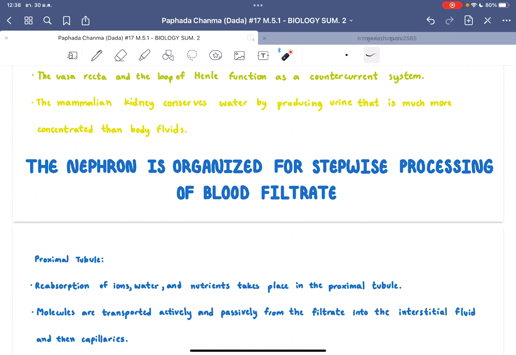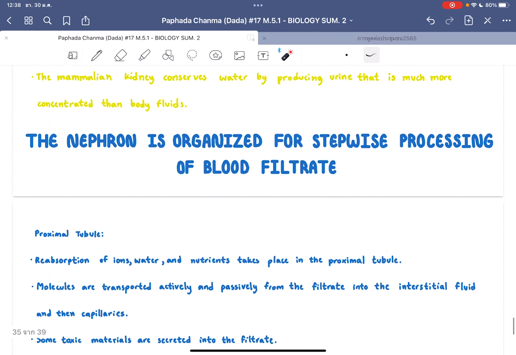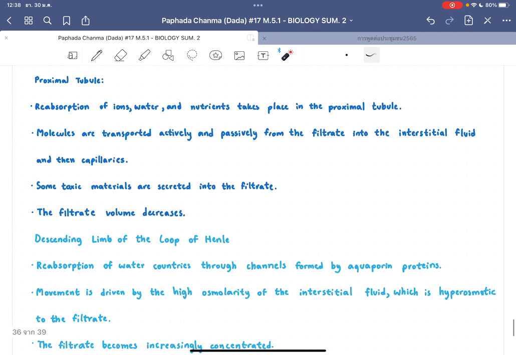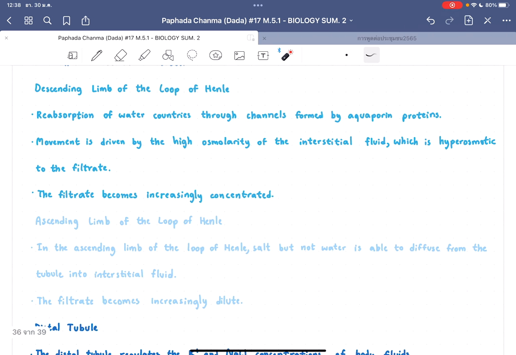The nephron is organized for stepwise processing of blood filtrate. Proximal tubule. Reabsorption of water, ions, and nutrients takes place in the proximal tubule. Molecules are transported actively and passively from the filtrate into the interstitial fluid and the capillaries. Some toxic materials are secreted into the filtrate. The filtrate volume decreases.